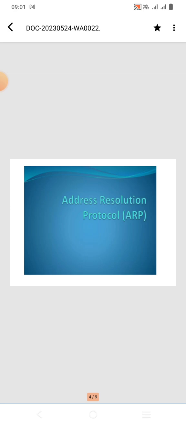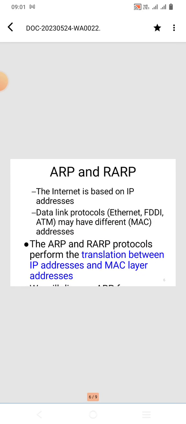Now let us see the topic ARP. So what is ARP? ARP is nothing but the Address Resolution Protocol. It is one of the protocols of the network layer. The network layer has different protocols like ICMP, IGMP, and also ARP and RARP.